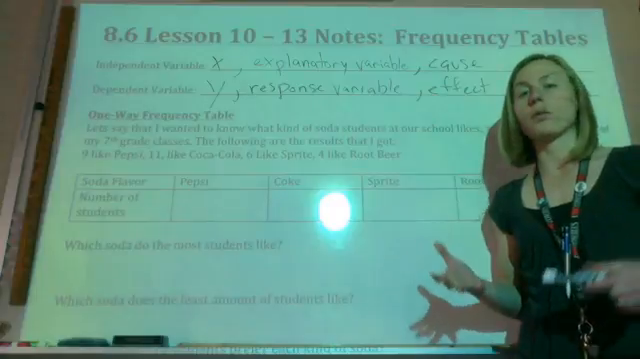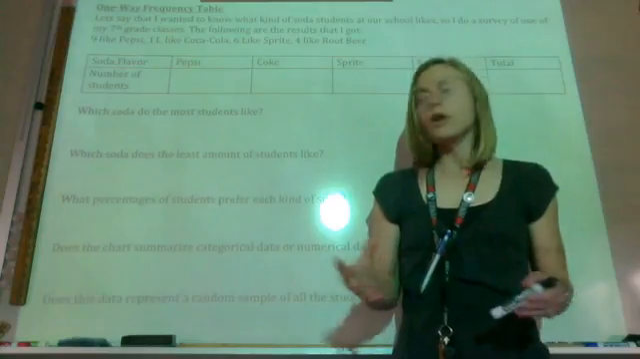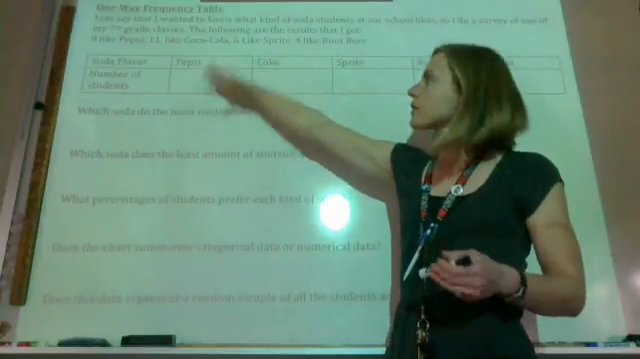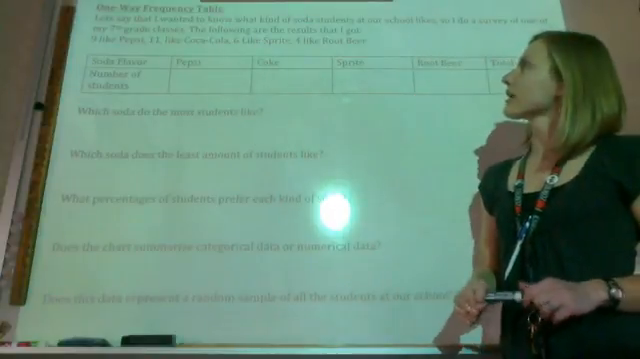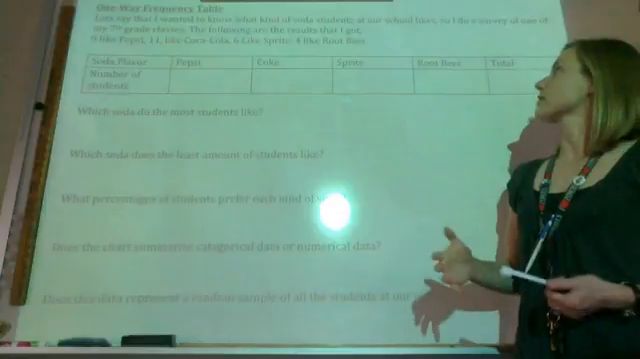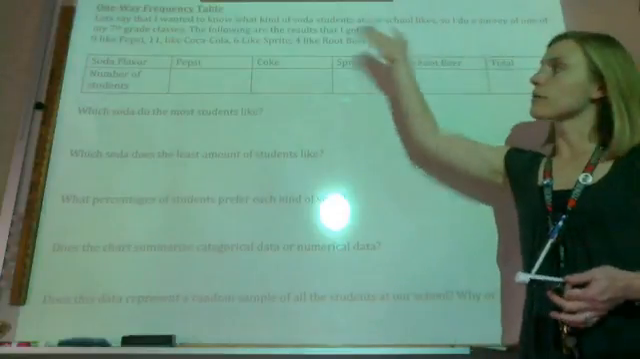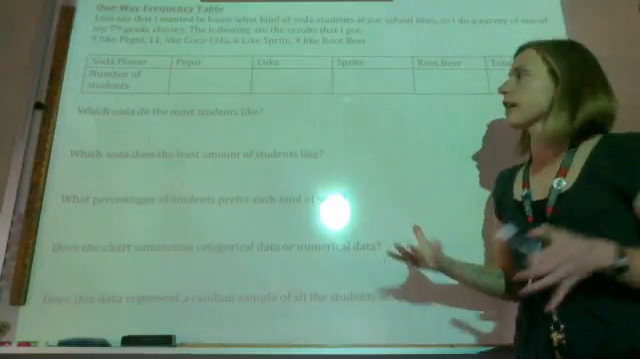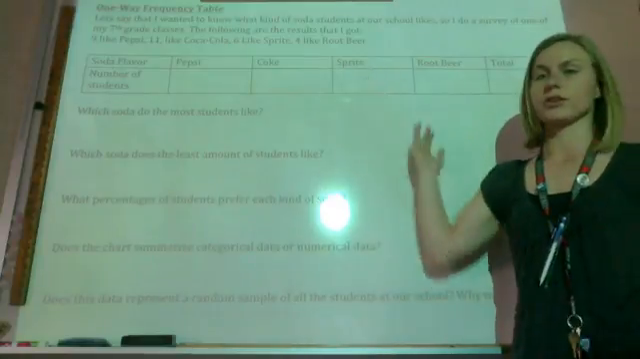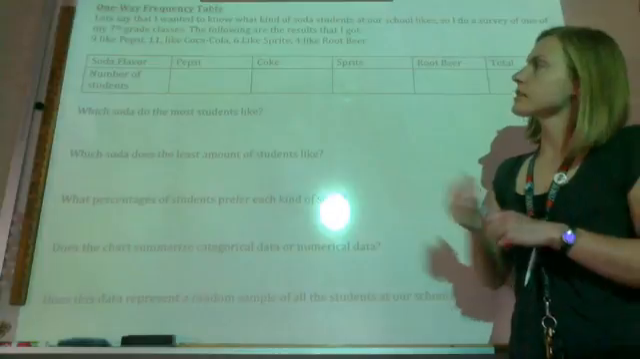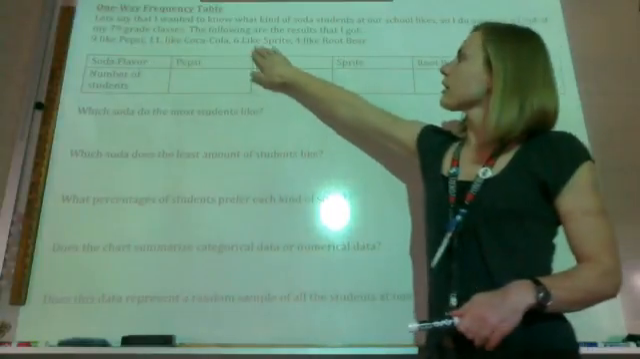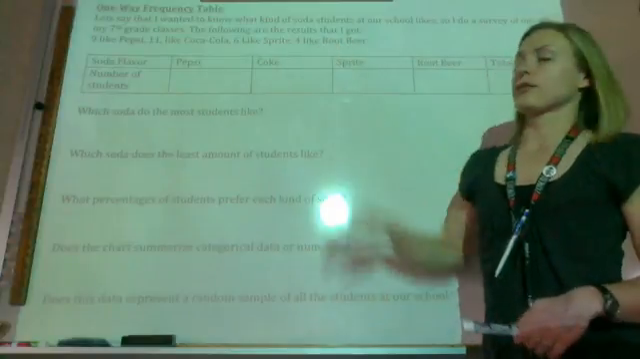So let's start with a one-way frequency table. Our one-way frequency table is essentially just a chart of our data. So let's say that I wanted to know what kind of soda students at our school like. So I do a survey of one of my 7th grade classes. The following are the results that I got. I asked them, hey, which of these sodas do you like? And these are the results I got. 9 like Pepsi, 11 like Coca-Cola, 6 like Sprite, and 4 like root beer.